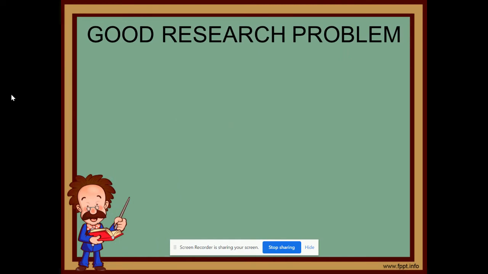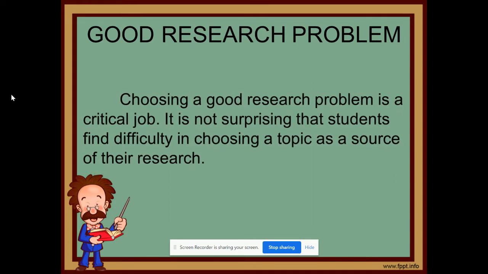Another that you are going to tackle on as researcher. How do you know that your problem is a good researchable problem? You can identify that you have chosen a good research problem when it is a critical job. However, it is not surprising that the students find difficulty in choosing a topic as a source of their research.